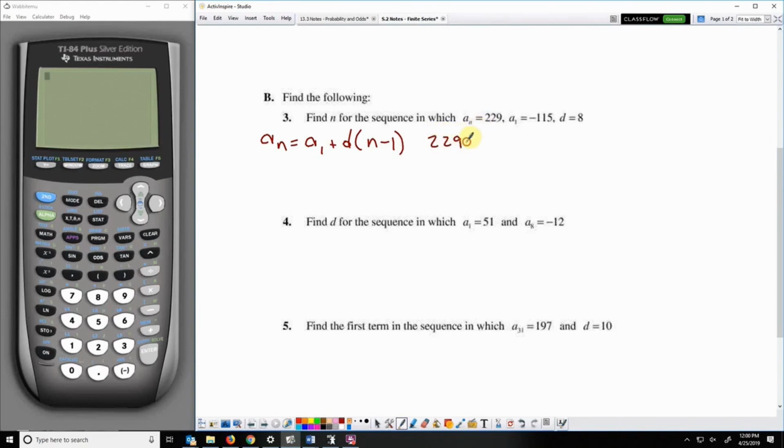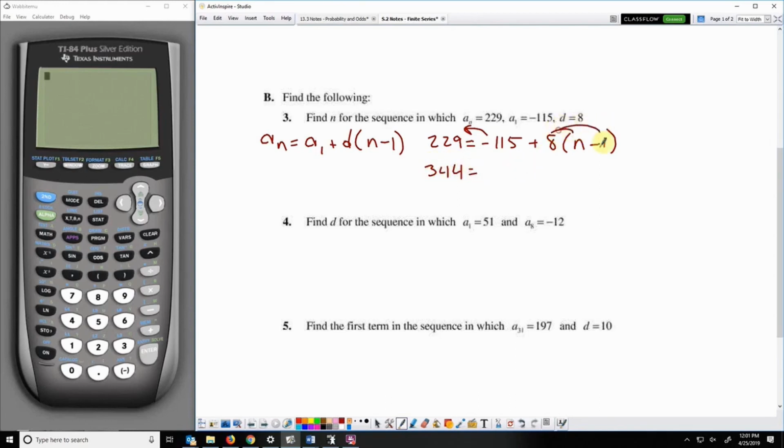That's the value of the nth term. First term is negative 115. The difference is 8. And n, the term number, is unknown. So 229 is what term number? Okay, so we can add this 115 over to the other side, and we'll get 344.